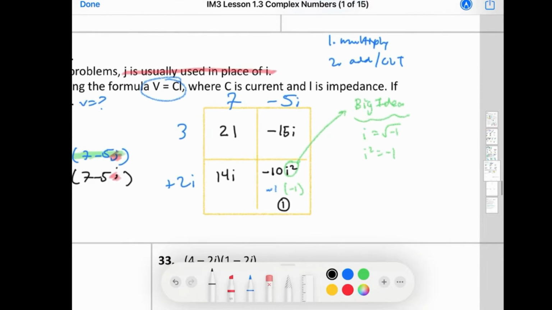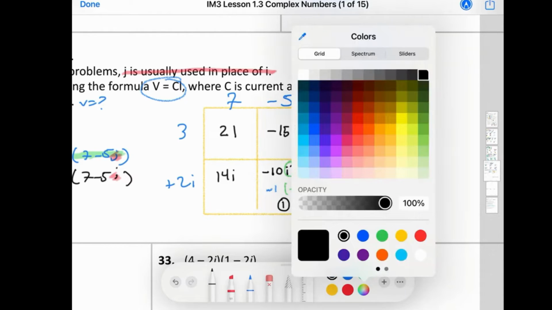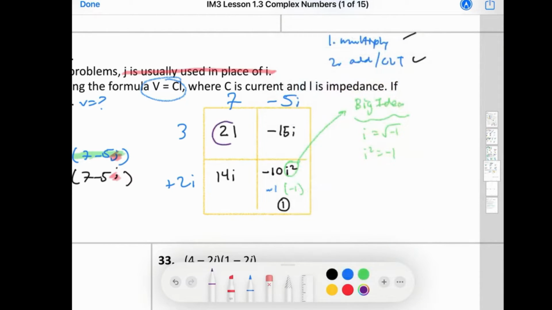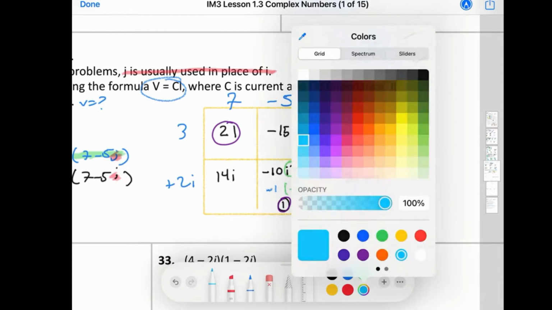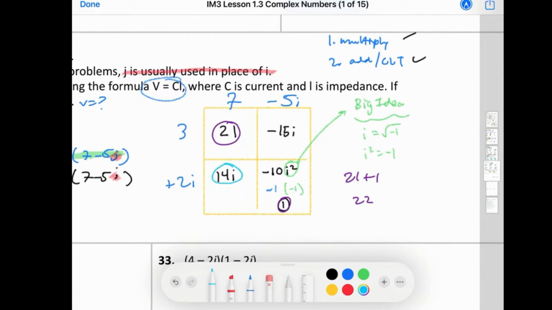And now we just need to combine like terms. This is a real number, and this is a real number. 21 plus 10 gives me 31. And then 14i and negative 15i, that's 14 minus 15, which gives me negative 1i, or just negative i.